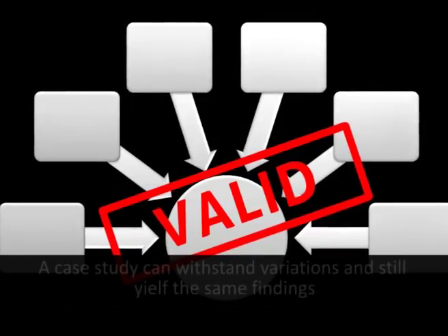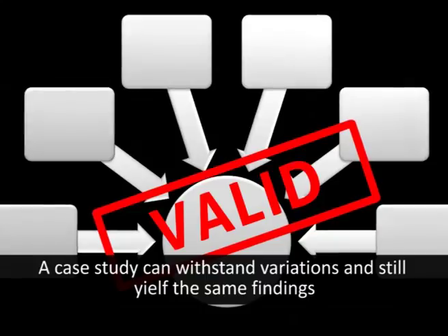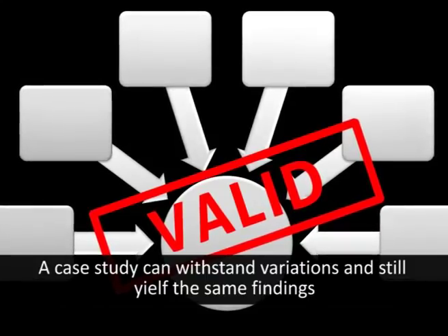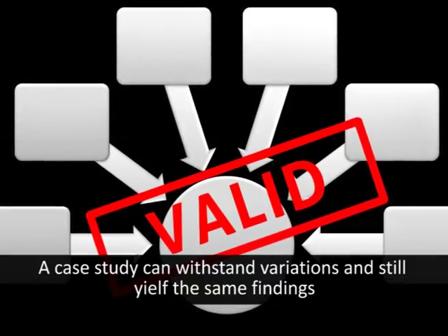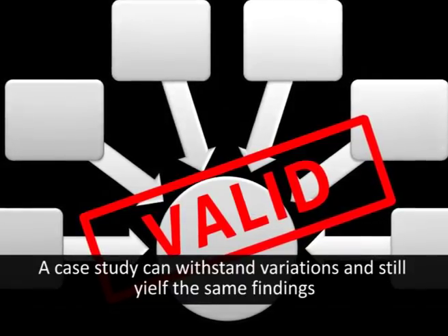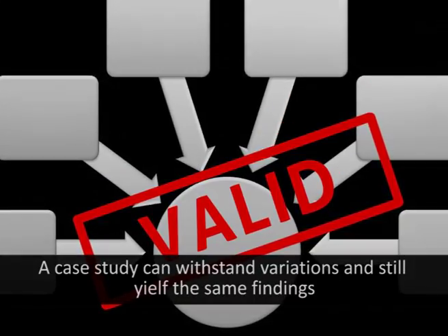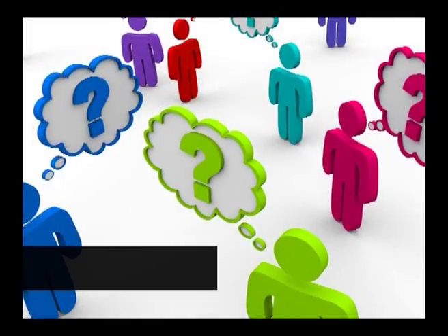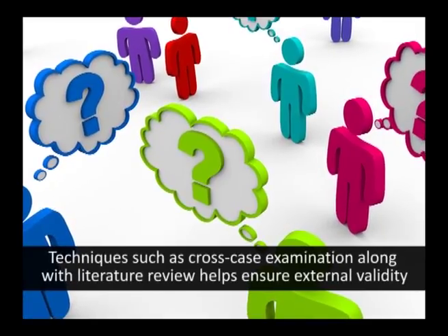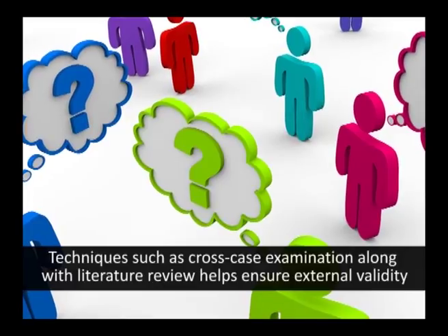External validity reflects whether or not findings are generalizable beyond the immediate case or cases. The more variations in places, people, and procedures a case study can withstand and still yield the same findings, the more external validity. Techniques such as cross-case examination and within-case examination, along with literature review, help ensure external validity.